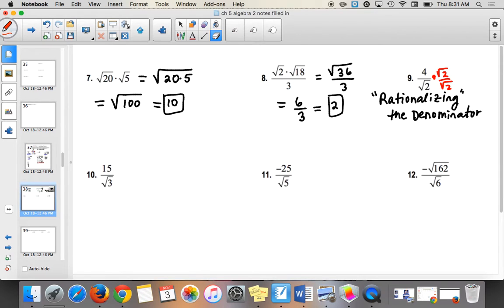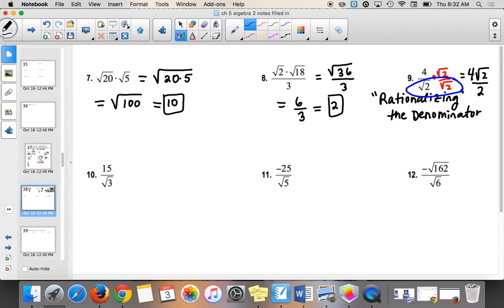Because when I have root 2 times root 2 on the bottom, go ahead and find the bottom. Root 2 times root 2 is root 4, which is 2, a rational number, right? So we're going to have 4 root 2 all over 2. Oops, I got a little sloppy. So 4 root 2 all over 2.